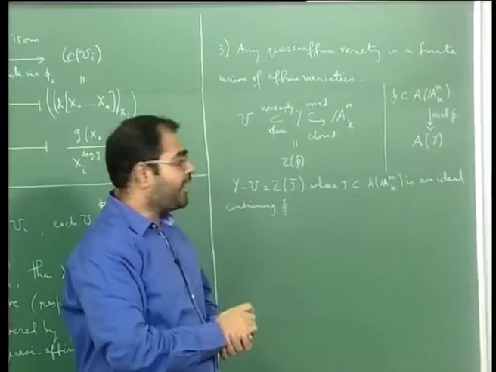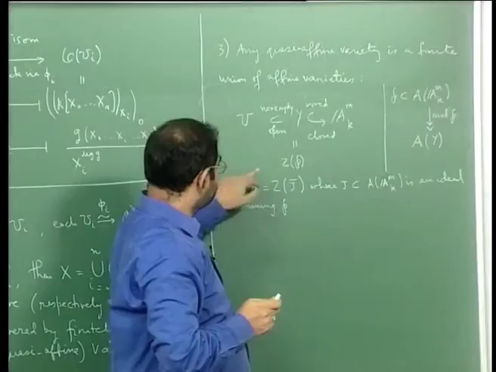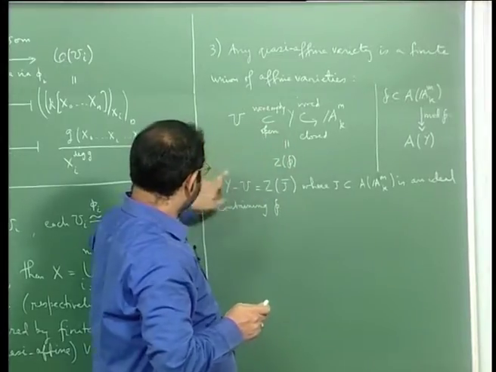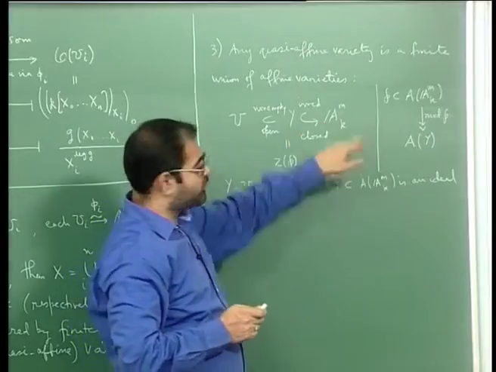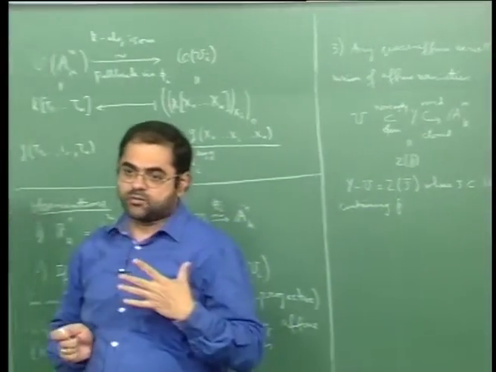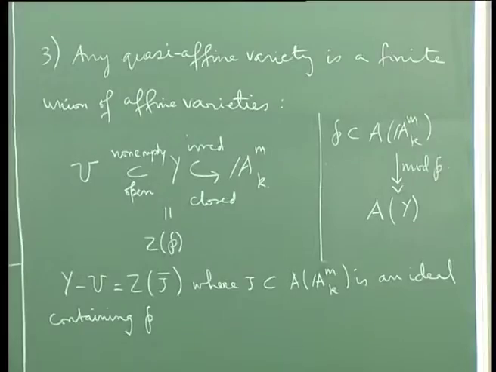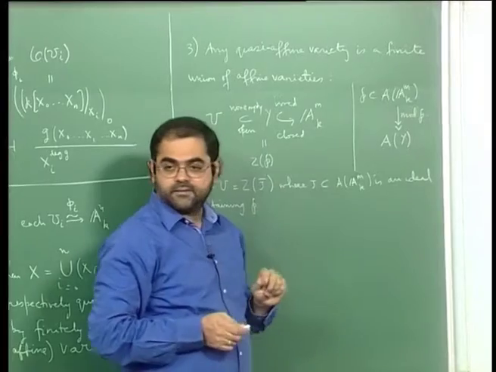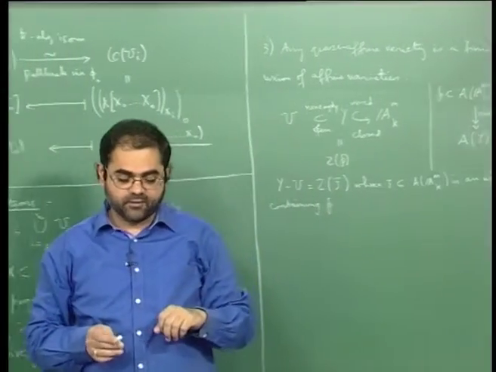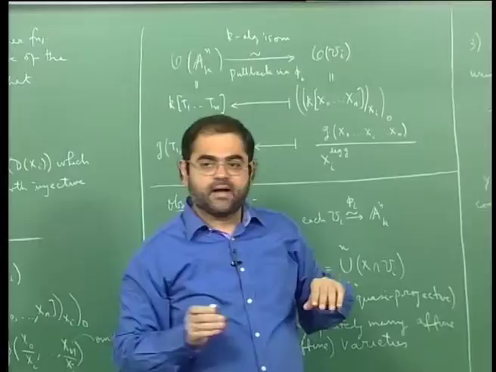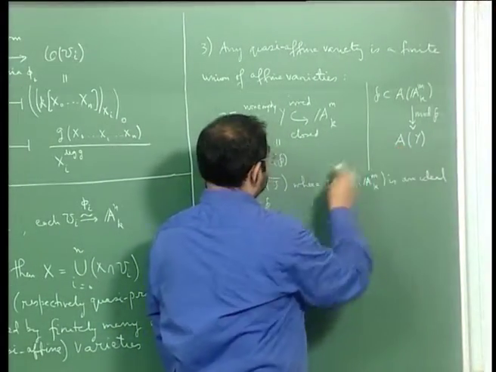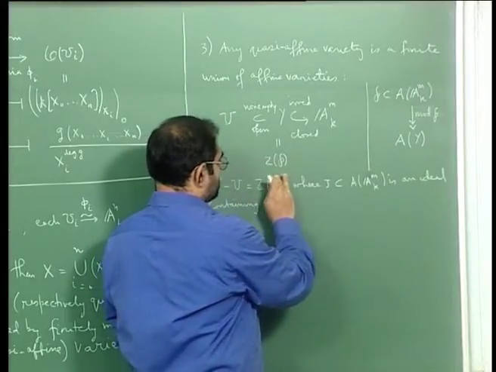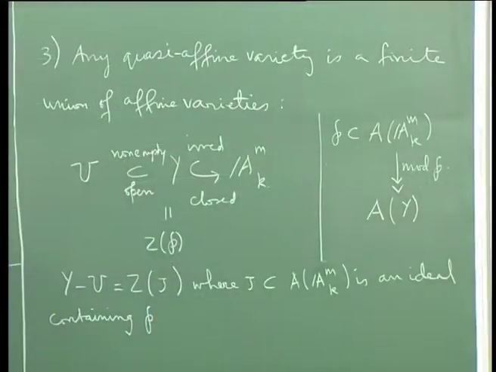And what is Y minus U? It's a closed subset of Y, and Y is already a closed subset of Am, so it's a closed subset of Am also. A closed subset of a closed subset is also a closed subset. Therefore, it is given by an ideal in the affine coordinate ring of the big affine space, and in fact it will be given by the zero set. So maybe I should not put J bar, I should simply put J. Okay, just put J.